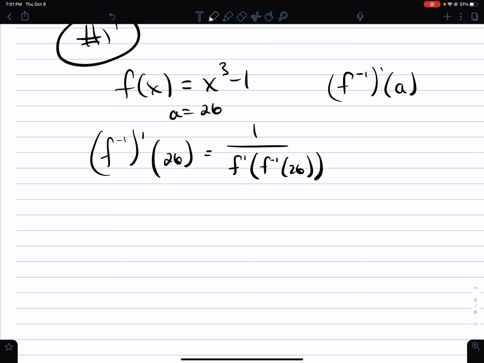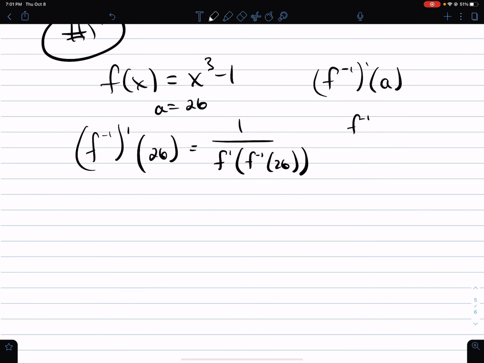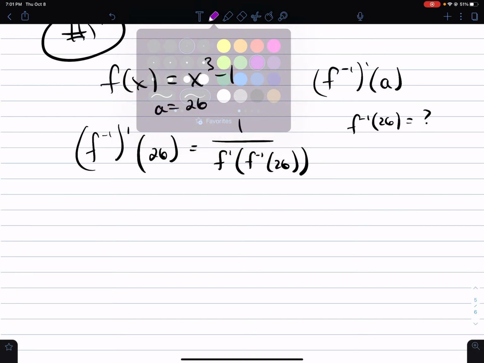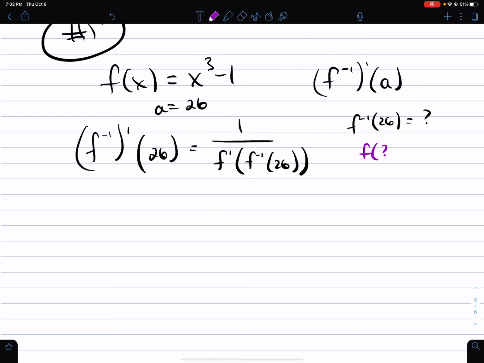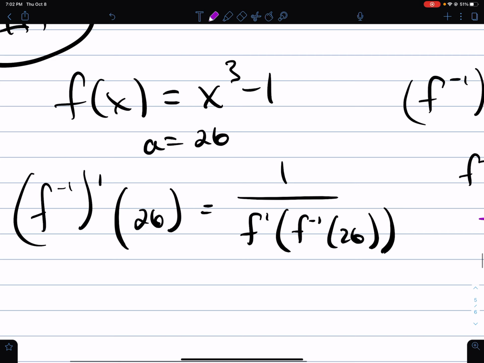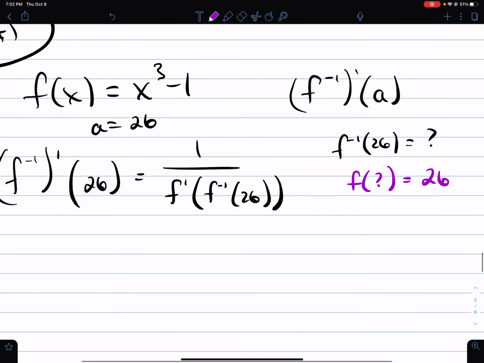So here then what we're really asking ourselves is what is f inverse of 26? What does that equal? If we think about the inverse, in other words, we're asking what did I plug in to f to give me the output of 26? Hopefully it's not crazy for us to see that that would be f of 3.